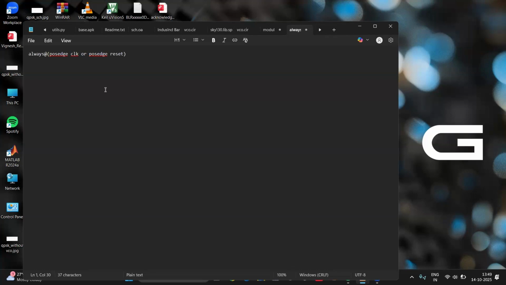Okay. So can you design a sequence detector of 10010 with overlapping condition? Okay. Shall I take my book and I'll just do it.